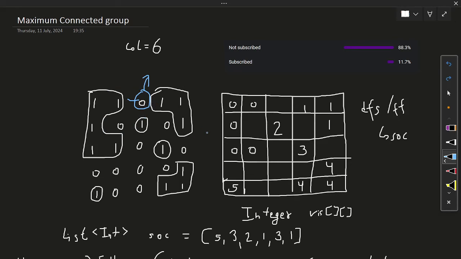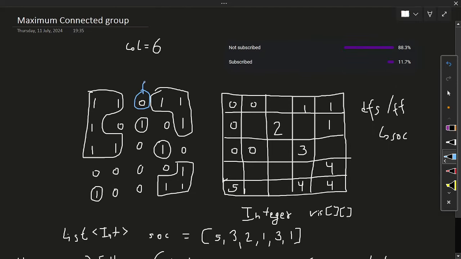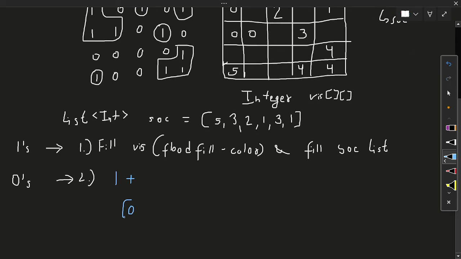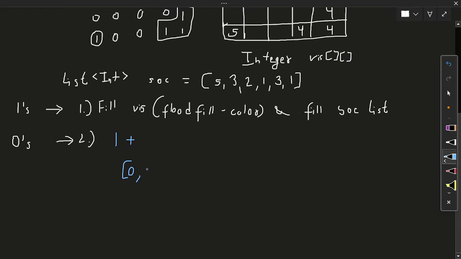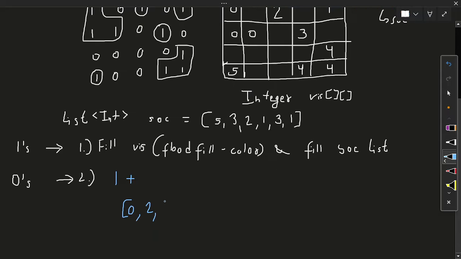So when we encounter a zero, we have to add 1, and just check, is upper inside the boundary? No, it is not. Is the left side inside the boundary? Yes, it is. And what is the component? It is the zeroth component. So first store your 0, and if we go down, this component is 2. Then this component, its color is 1. So 0, 2, and 1.